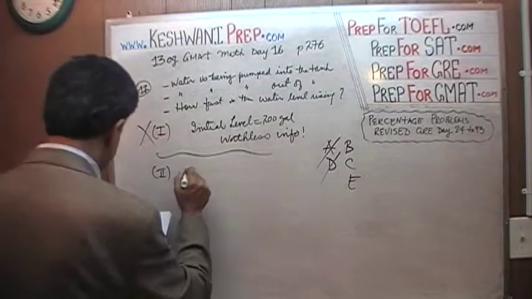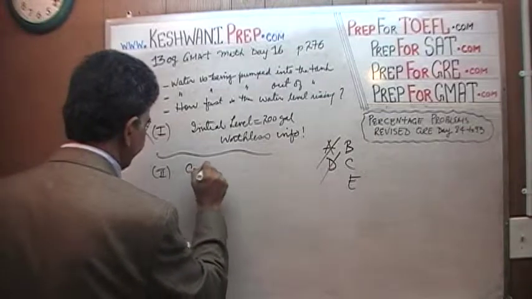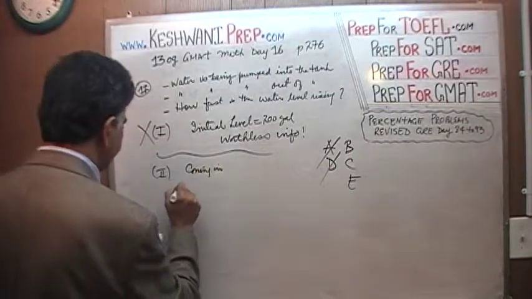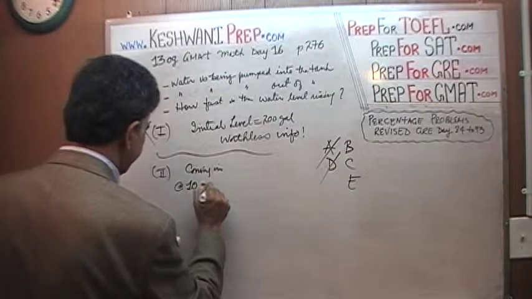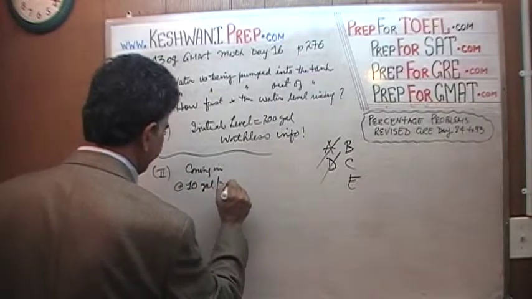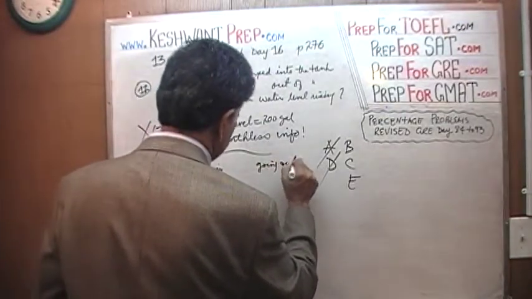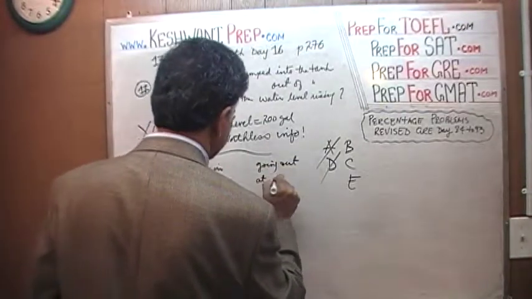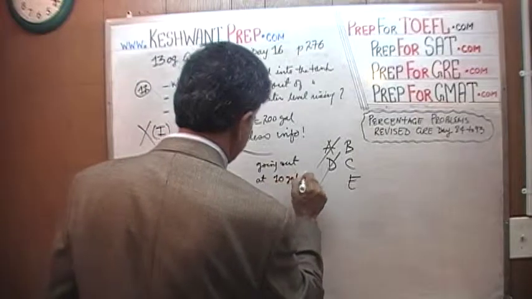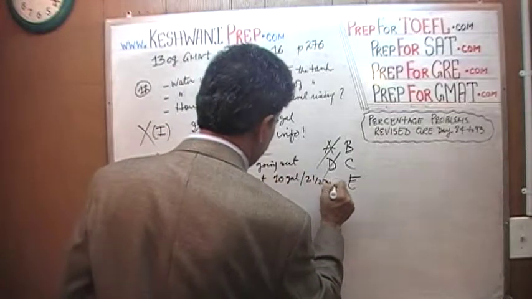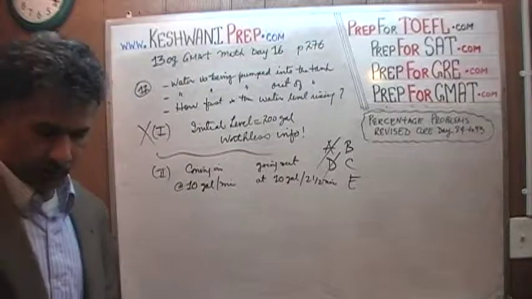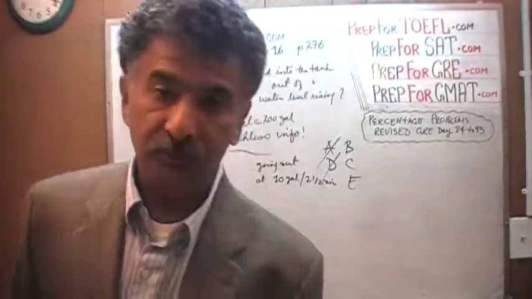Second statement tells us that it is coming in at 10 gallons per minute, and it's telling us that it's going out at 10 gallons per 2.5 minutes. Voila! Very good. Now we are getting someplace, that should do the job.